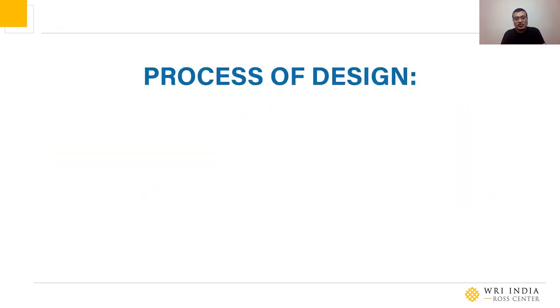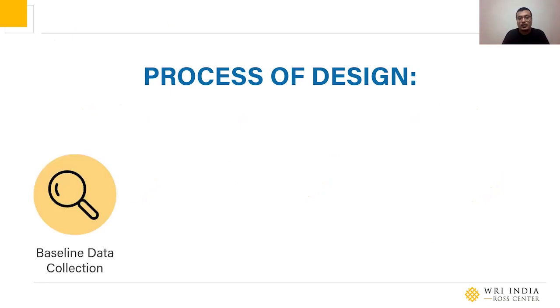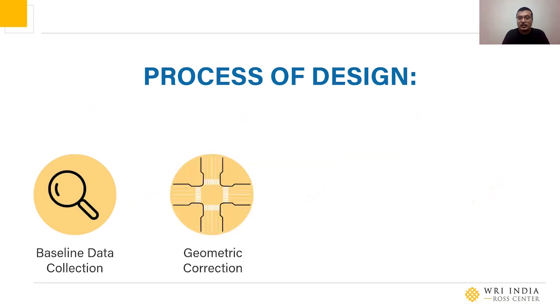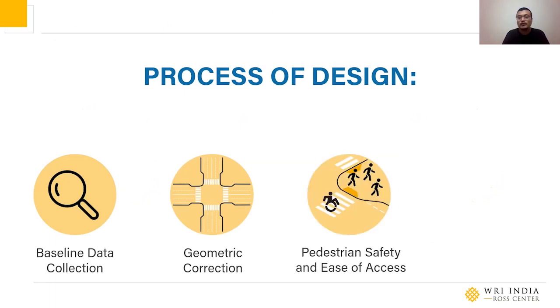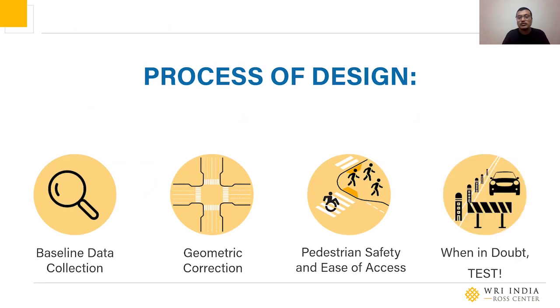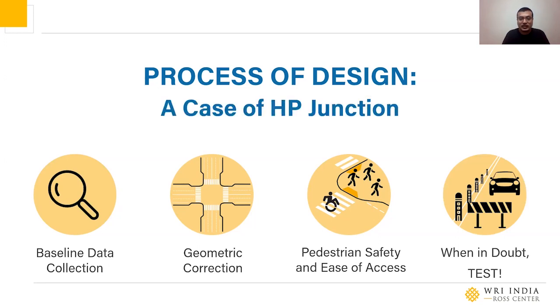Now, in this process of design, let's first understand what all data is required before actually designing the junction. Secondly, depending on the issue, how can we correct the existing geometry? Then we will see how to further detail it for pedestrian safety and ease of access. If required, how to conduct a trial. And all of this we will see through the case of HP junction.